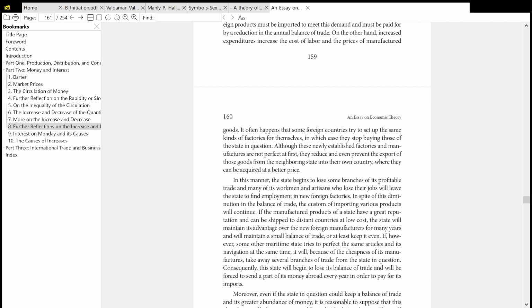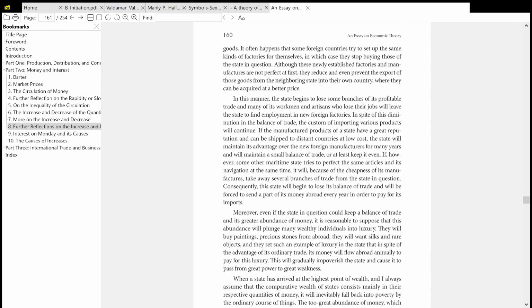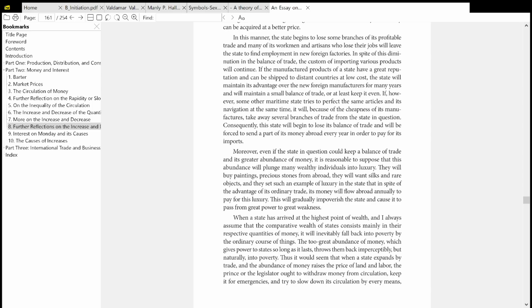If, however, some other maritime state tries to perfect the same articles and its navigation at the same time, it will, because of the cheapness of its manufacturers, take away several branches of trade from the state in question. Consequently, the state will begin to lose its balance of trade and will be forced to send a part of its money abroad every year in order to pay for its imports. Moreover, even the state in question could keep a balance of trade and its greater abundance of money.